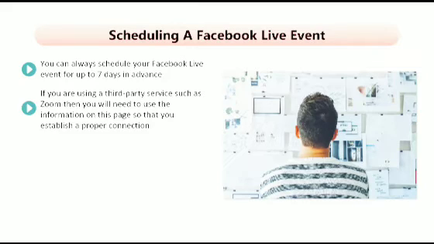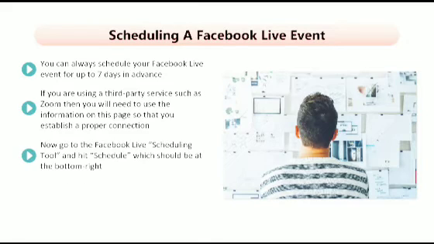You can write a persuasive title and description to entice people to attend your event now. Now go to the Facebook Live scheduling tool and hit Schedule, which should be at the bottom right. You'll see a preview of your event here, and you can add an image. This is a good idea, as well as configure the date and time of your event. Apart from giving you more time to promote your Facebook Live event, scheduling will create a lobby where people that join your event 3 minutes before it starts can interact with each other.